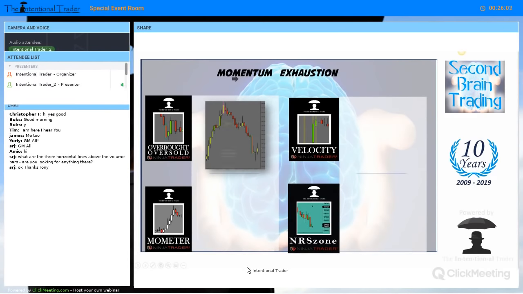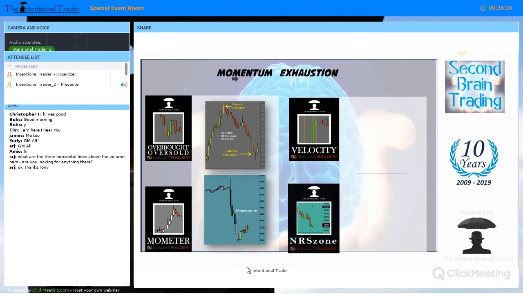All right, so again, we've got potential for exhaustion. That's what it's telling us. I don't look at anything as it relates to a trade setup unless I have a strong potential for exhaustion, which is why I'm constantly measuring momentum.